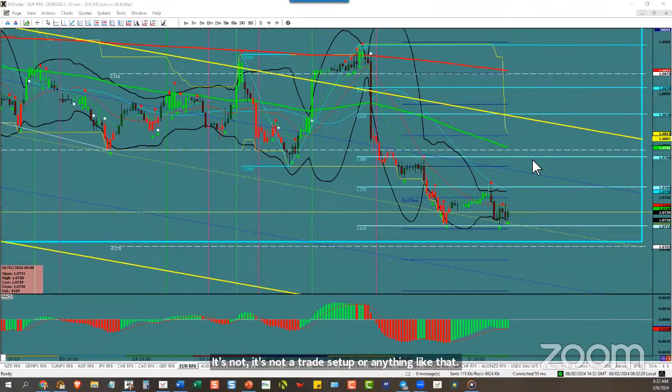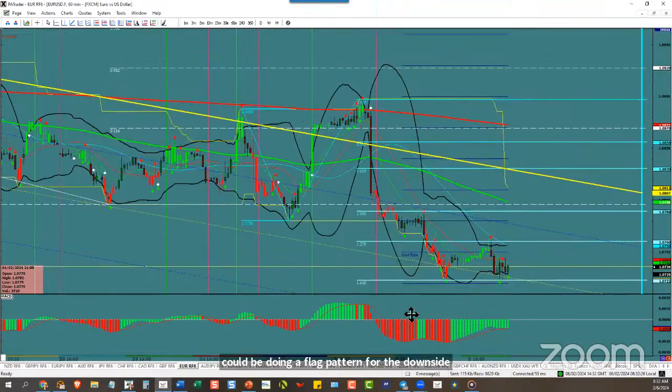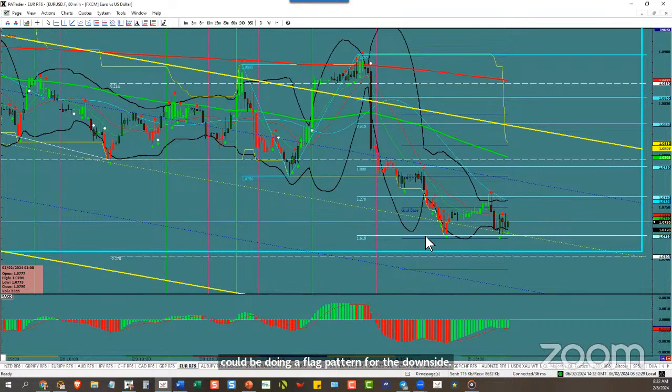So maybe we're flipping here, but we also could be doing a flag pattern for the downside. We are at the bottom of the range, which is a very small range there, as you can see, but we are in a down channel. So how do we figure this out?